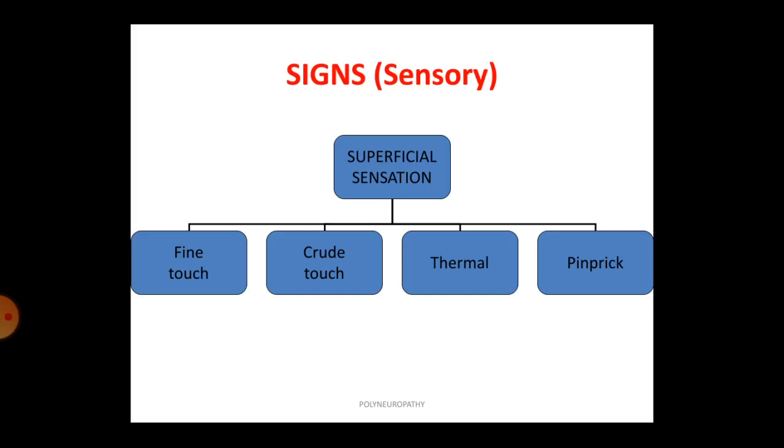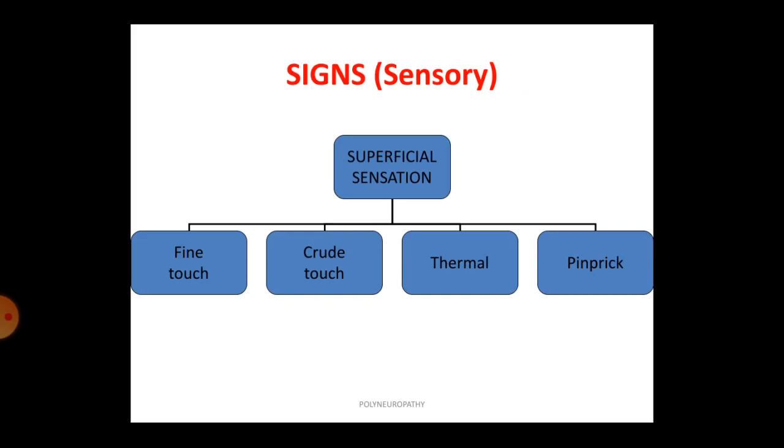And last is pin prick. That will be tested with the end of a pin, but here the pin should be used only one time, then it should be thrown. And before you test on the patient, you should sterilize the end or tip of this pin. Clear? And whenever you are checking all the sensations, the patient's eyes must be closed. Patient's eyes must be closed whenever you are checking these sensations.